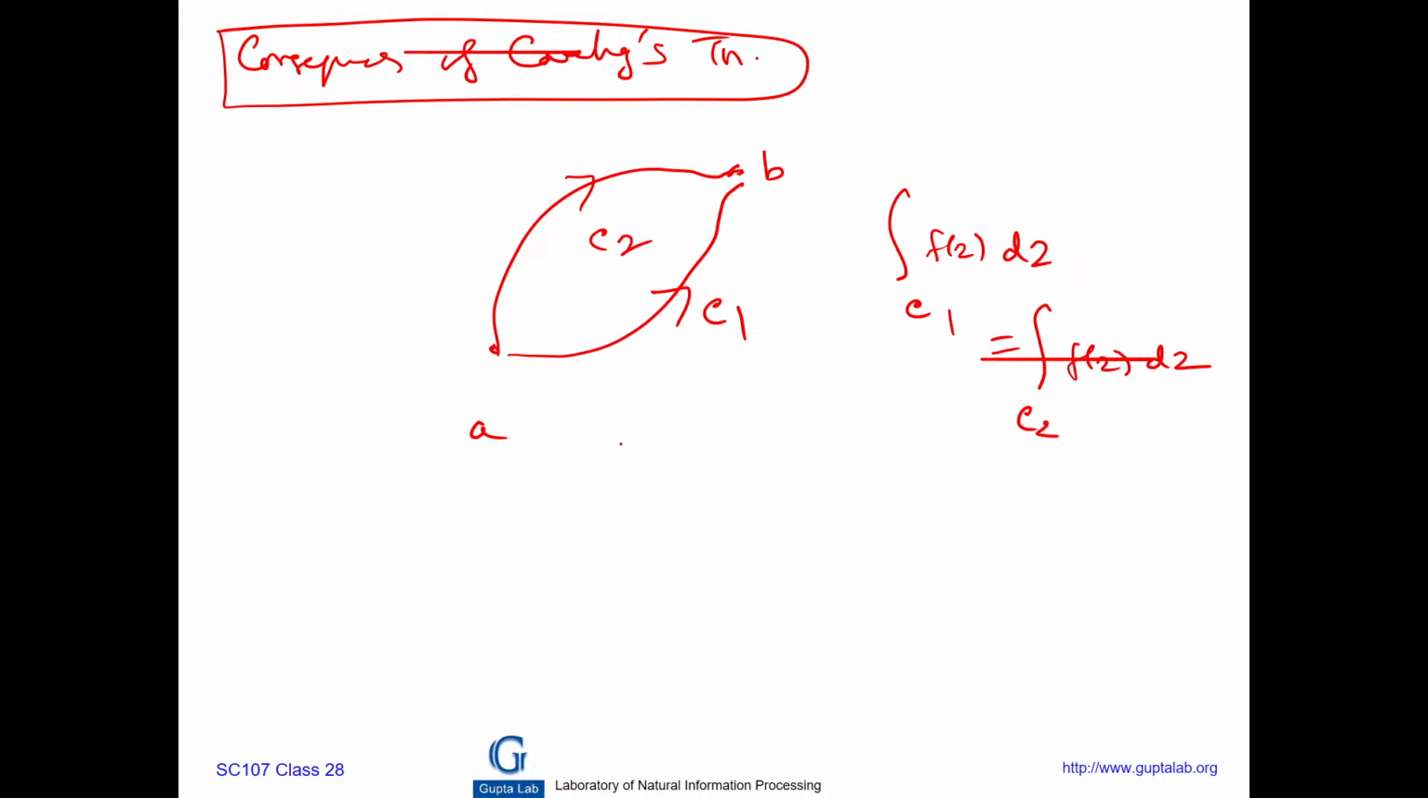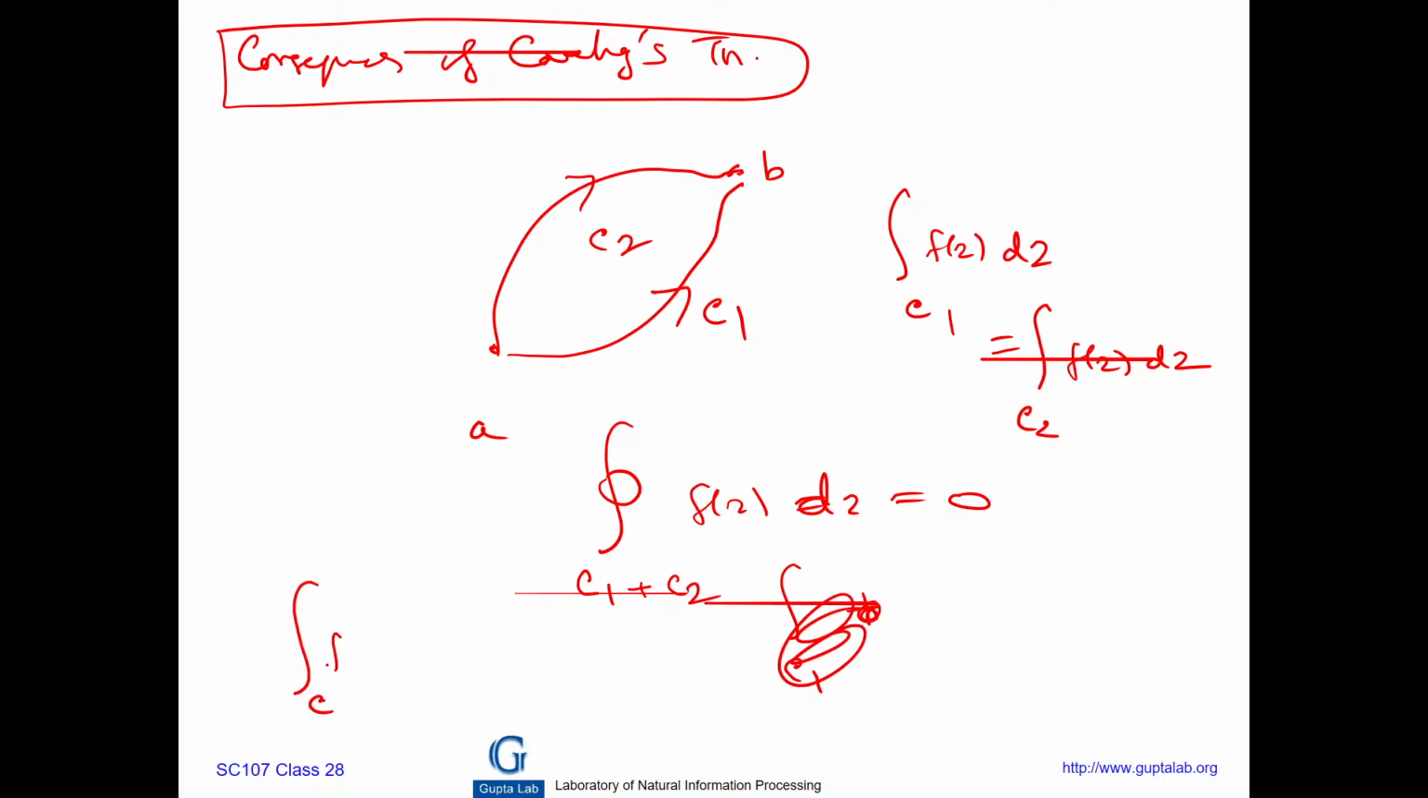So why will this be true? Because integration along the simple closed curve, right? C1 and in the other direction C2, right? So basically C1 minus C2 I can say, maybe, or C1 plus C2 will be 0, right? So essentially what I am saying that integration along C1 f of z dz, right, and then minus of integration along C2 f of z dz will be 0, right?